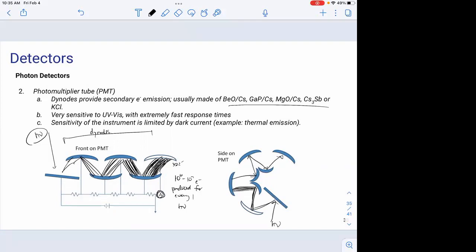All right, so these are great. They're really sensitive in the UV-vis range. They're really fast. They have fast rise times. The sensitivity is limited by dark current, just as it was for a phototube. You have thermal emission in this case, which can be a significant source of noise. The other limitation here is that you are limited to low power radiation, right? You can't have too many photons incident upon this detector at any one time, or you're going to saturate it and you're not going to have a very large dynamic range. Okay.